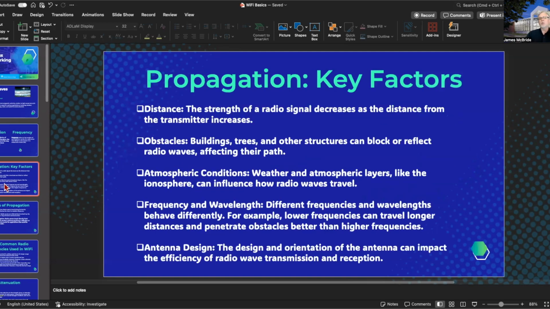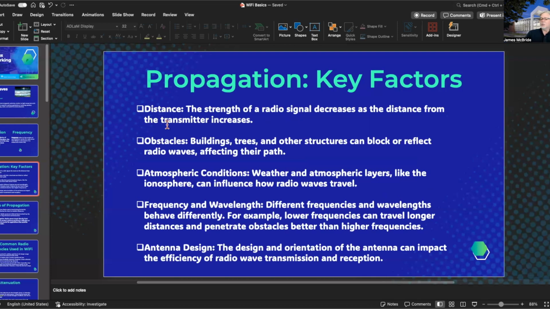So things you need to know about propagation, and basically that means how that radio wave is moving through the air or something. Distance. The strength of the radio signal decreases as the distance from the transmitter increases. It's a very scientific way of saying, hey, if you've got an antenna and it's pushing a signal out of that antenna, the further that gets away from the antenna, the more it decreases. So you have to have a certain amount of energy that's pushing that radio wave in order for it to go as far as you want it to go. And that often depends on the frequency.